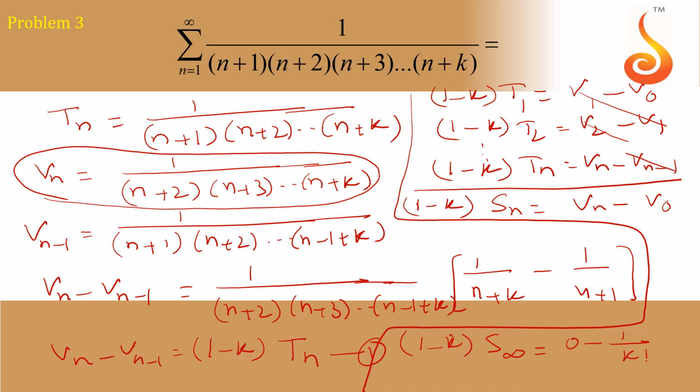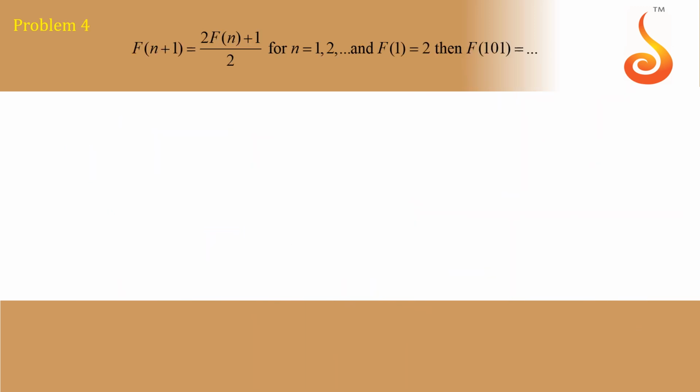Understood or not? The important thing is how to create Vn and Vn minus 1, so that if you subtract Vn and Vn minus 1, you should be able to generate Tn. This is the procedure. Let us do problem number 4.